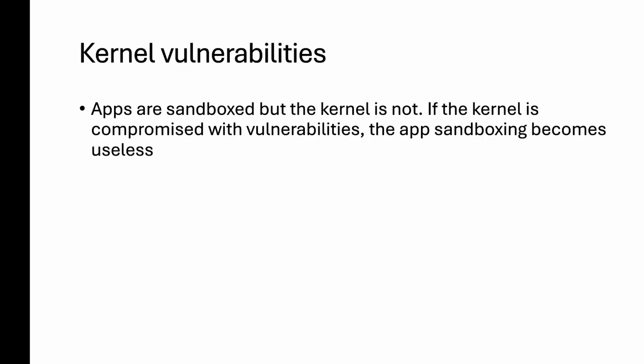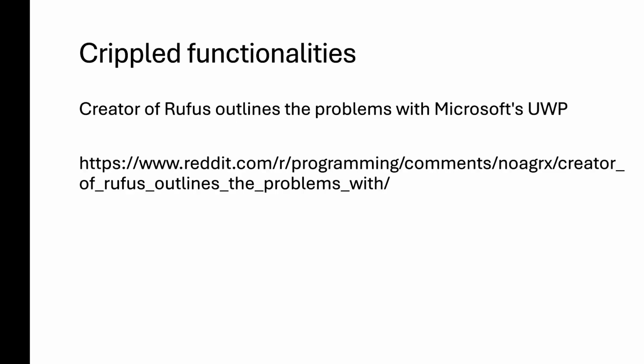Also, you have kernel vulnerabilities, because apps are sandboxed for sure, but the kernel isn't. So if the kernel itself is compromised, then the app sandbox might become useless, right? That's a common thing, because you still have the kernel. The kernel can have issues. It can have bugs. It can have vulnerabilities. It can have memory safety bugs, and not just memory safety bugs, but other bugs as well, right? If the kernel is crippled, then your app sandbox becomes completely useless. And also the functionality is crippled.